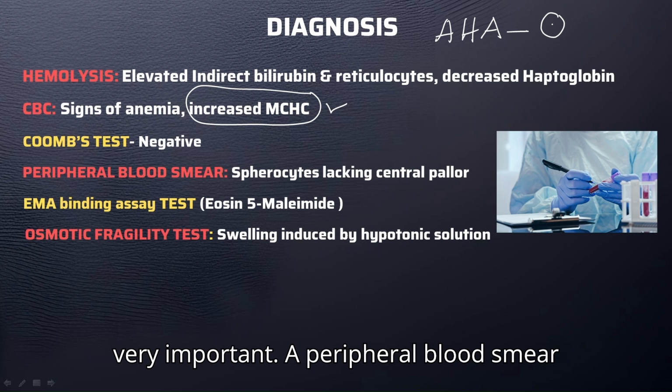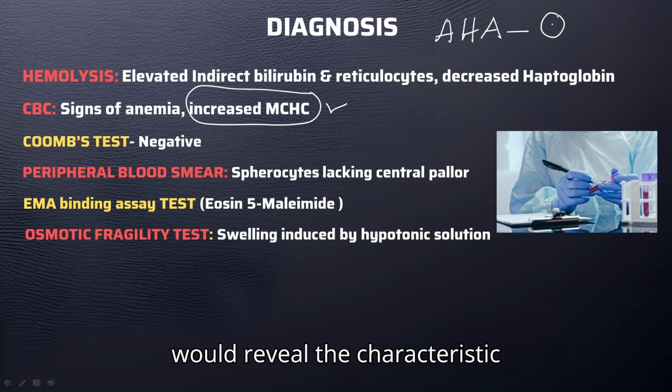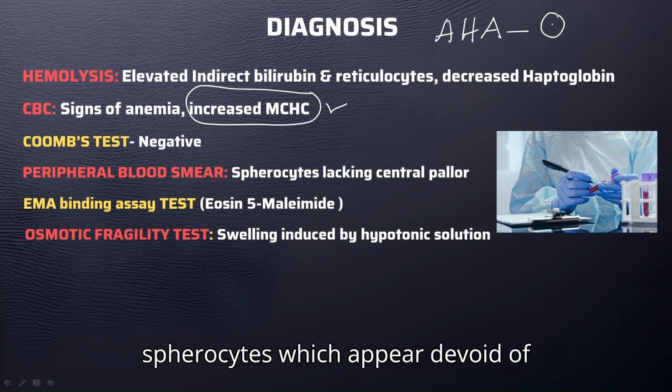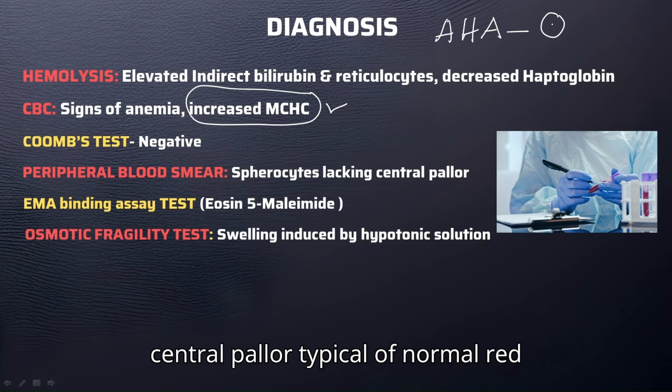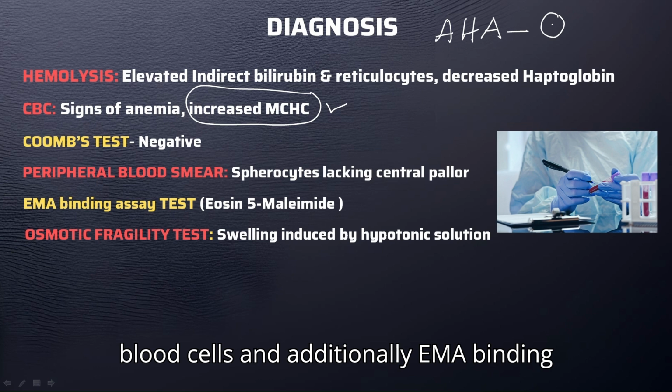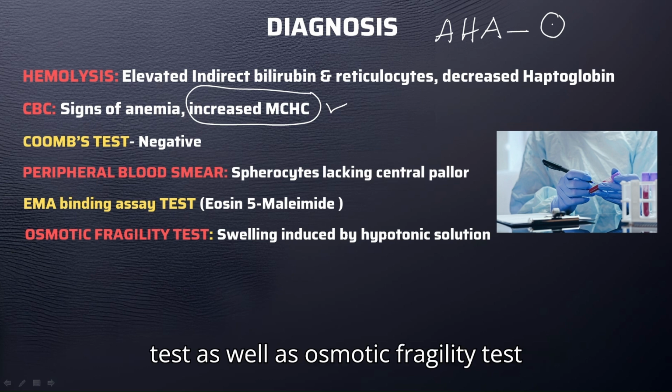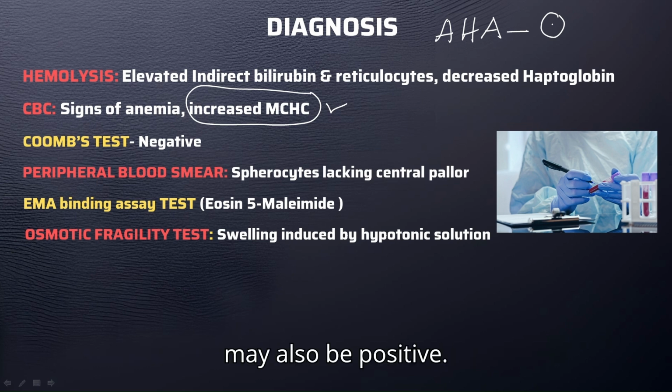A peripheral blood smear would reveal the characteristic spherocytes, which appear devoid of central pallor, typical of normal red blood cells. And additionally, EMA binding test as well as osmotic fragility test may also be positive.